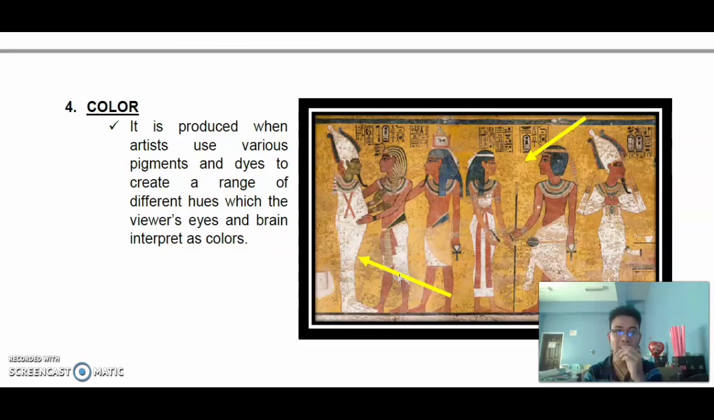So for example, if you use the color red, it could mean something like bravery or anger. Blue could mean calmness or peace. And different other colors would mean a specific character in your artwork.